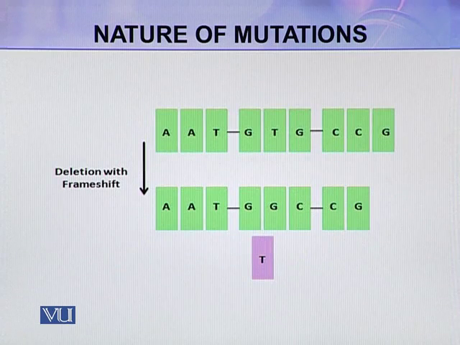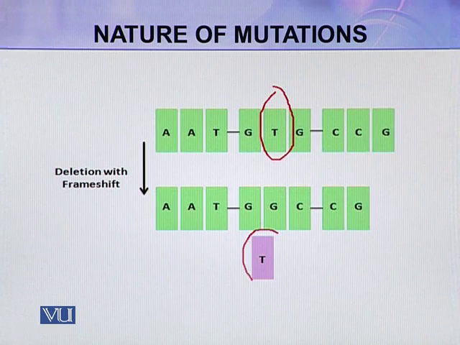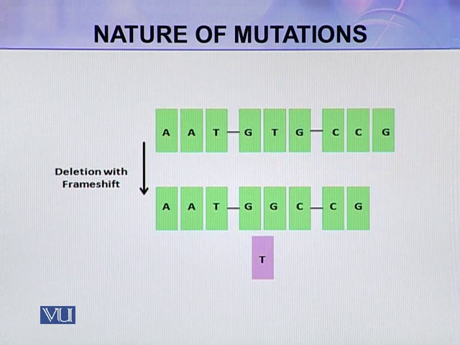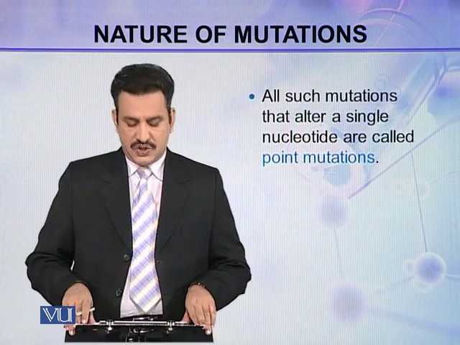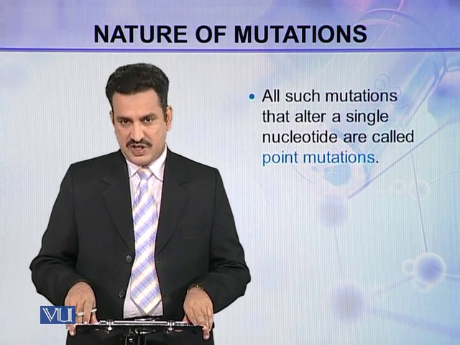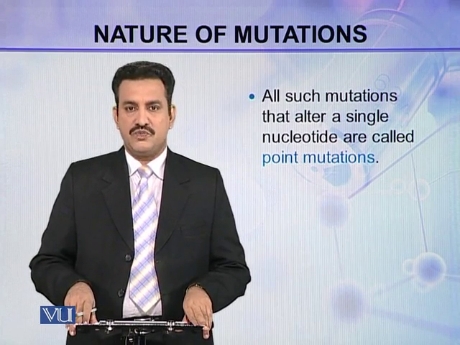Similarly, this is a deletion. So in this case, this T, which was present in the original sequence, has been deleted. So by the deletion of this T, from this T onwards, there will be a frame shift. So these are called deletions or insertions. All such mutations that alter a single nucleotide are called point mutations.